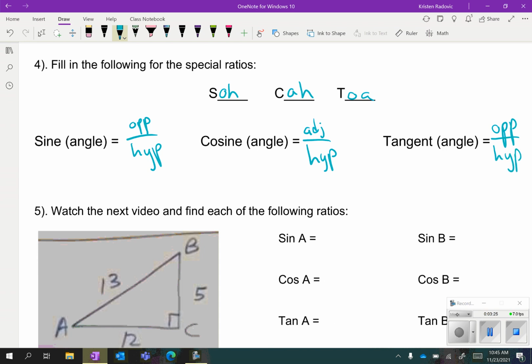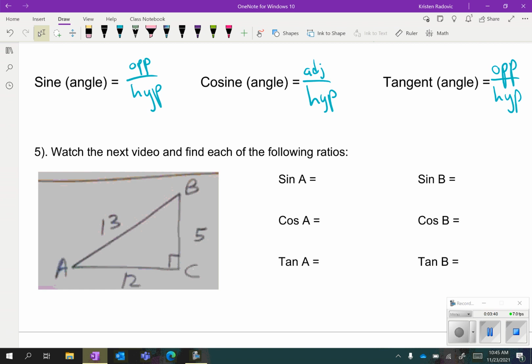You need to remember Sohcahtoa in order to identify your trig ratios. We're going to put the first half, labeling hypotenuse, opposite, and adjacent, together with the second half, Sohcahtoa, in order to get our trig ratios. So on to step number 5.